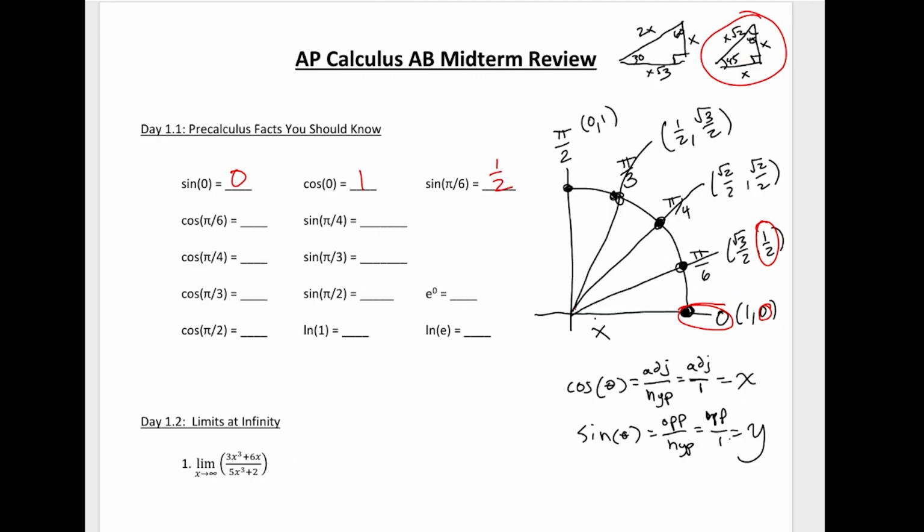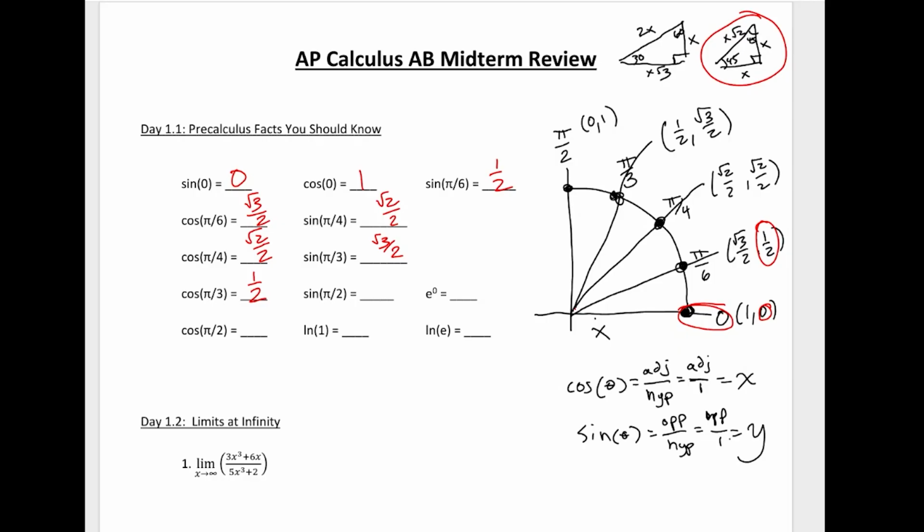Cosine of pi over 6, similarly, is going to be root 3 over 2. That's the x-coordinate at pi over 6. Pi over 4, both the x and y values are the same, so both sine and cosine of pi over 4 are both going to be root 2 over 2. Pi over 3 has a y-coordinate of root 3 over 2 and an x-coordinate of 1/2. So those are our sine and cosine values at that angle measure.